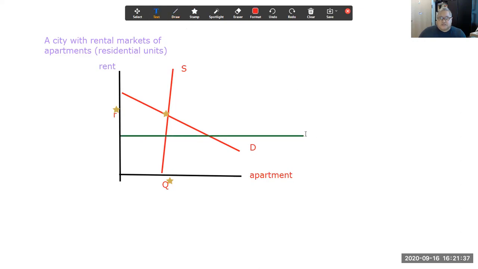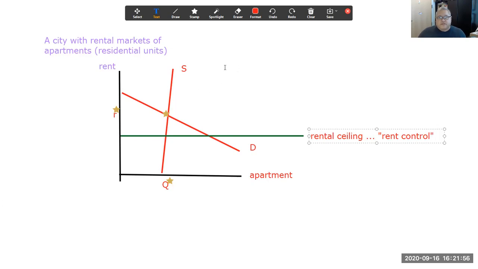So we're going to call this a rental ceiling, also known as rent control.